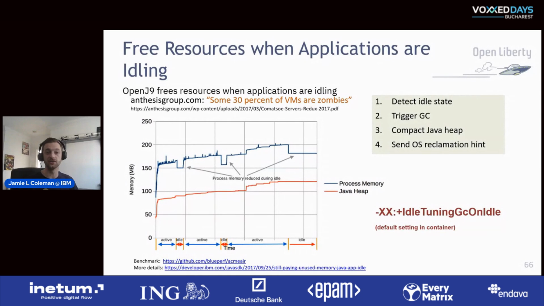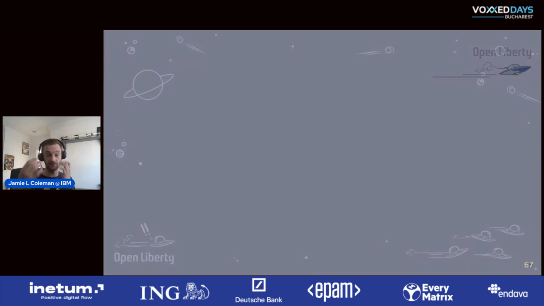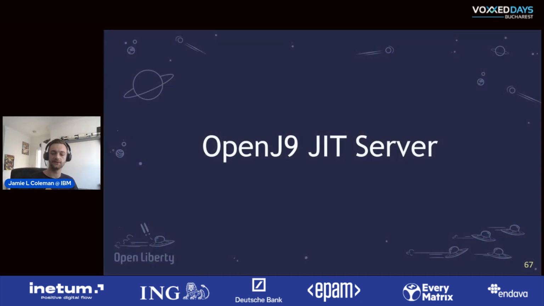So it's like turning your lights off when you're not in the room. That's essentially what this JVM is doing here. And for OpenJ9, this is the default setting in containers. So if you pull this down as a container, you're already getting the benefits.